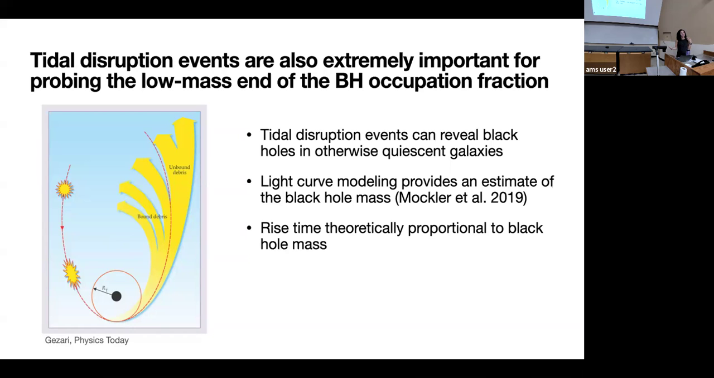And this is complementary to the analysis I've been talking about so far, because these black holes are quiescent, right? So they weren't active before, but now we've seen this unlucky star get torn apart. So we're finding a complementary population. And by modeling the light curves, so the brightness versus time for these events, you can also get an estimate of the black hole mass, which is really useful.